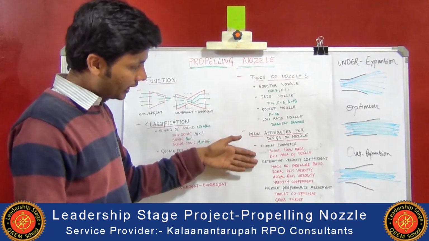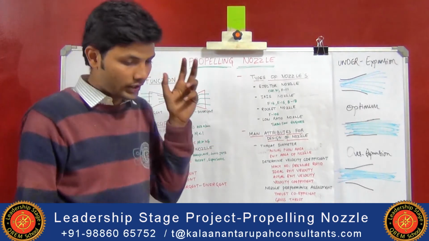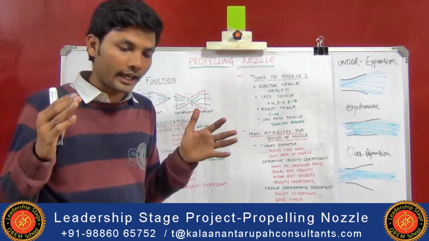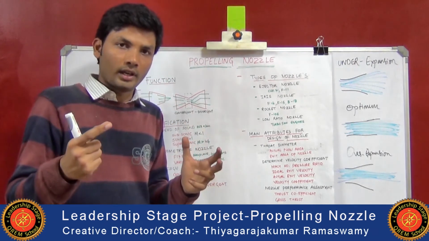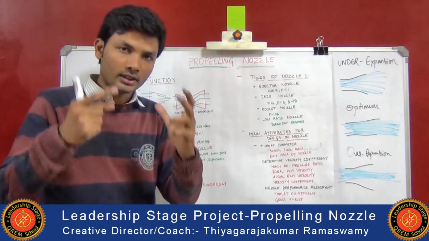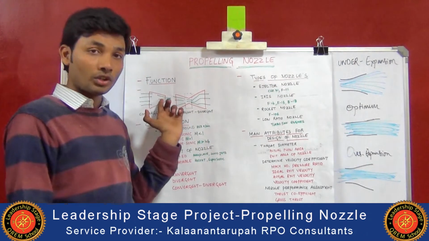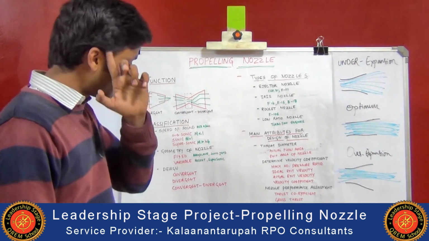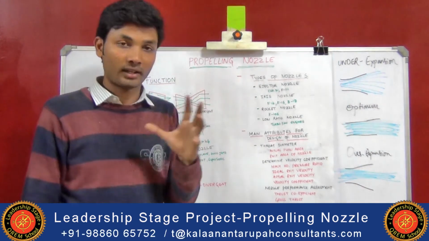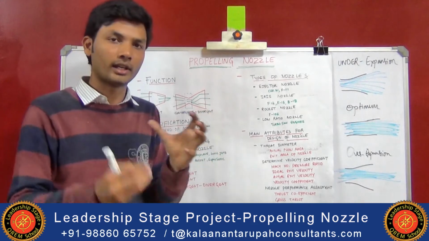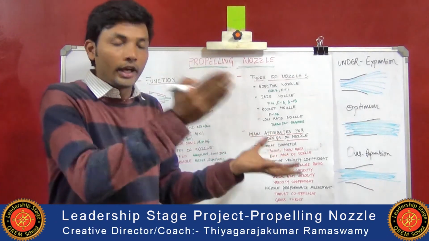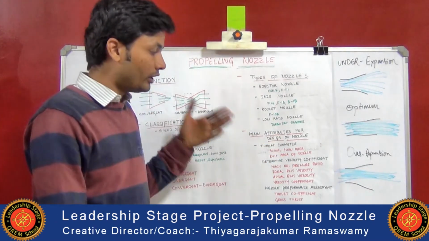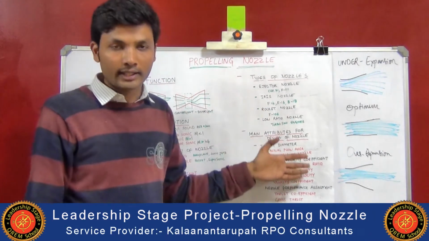Once you get that, you need to calculate the velocity coefficient. The velocity coefficient is nothing but the ratio of the actual exit velocity of the exhaust gases at the exit of the nozzle with respect to the ideal velocity at the nozzle. To calculate that, first we need to calculate the Mach number, which I already explained earlier: it's the speed of the aeroplane with respect to the speed of sound. Then we need to calculate the pressure ratio.